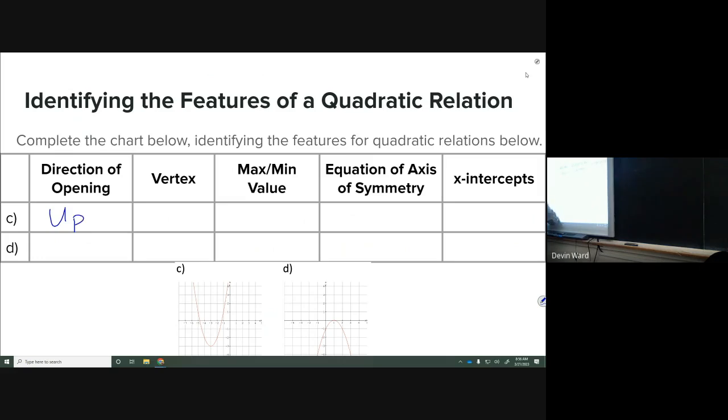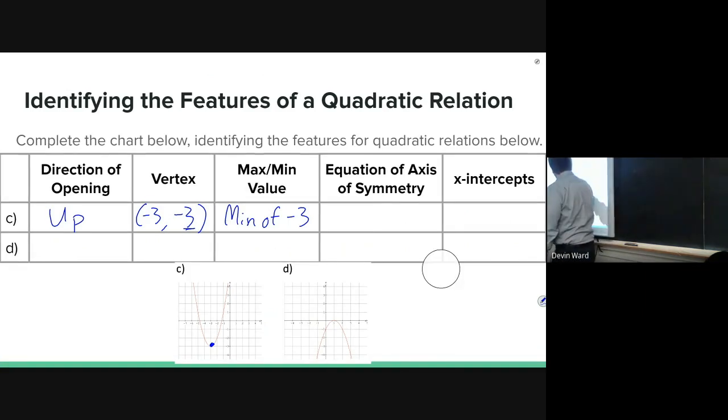And what was our vertex? The point that's right here. You got it. Perfect. -3 and -3. So we're going to use these values for our min and max and our equation. Do we have a minimum or a maximum value? Perfect. We have a minimum since it's going up, and that minimum would be -3 because of the y value of the vertex. Equation of the axis of symmetry.